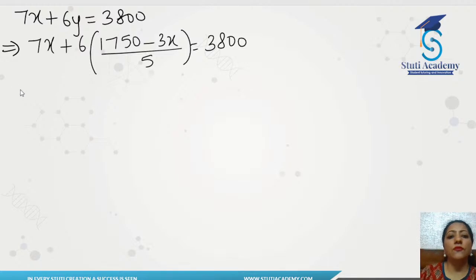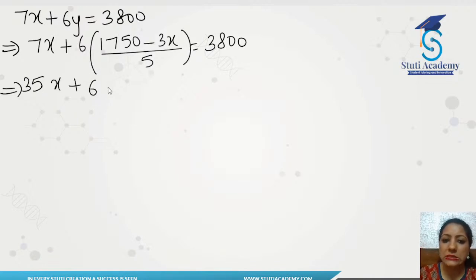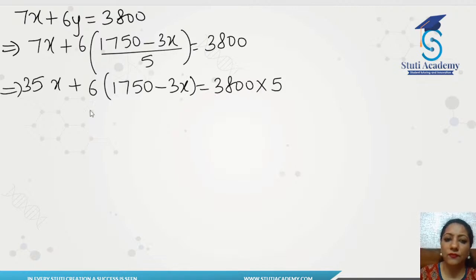In the next step, we'll solve for the LCM. So LCM here is 5. I'll multiply throughout by 5. So 5 multiplied by 7x would be 35x. If you multiply this by 5, this 5 will get cancelled. You will get 6 times of (1,750 minus 3x), and then in the end 3,800 multiplied by 5. So we'll work on these calculations first.